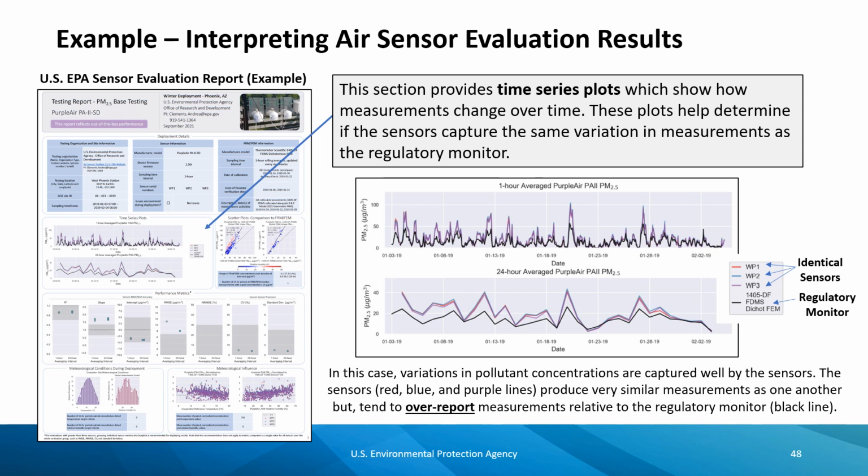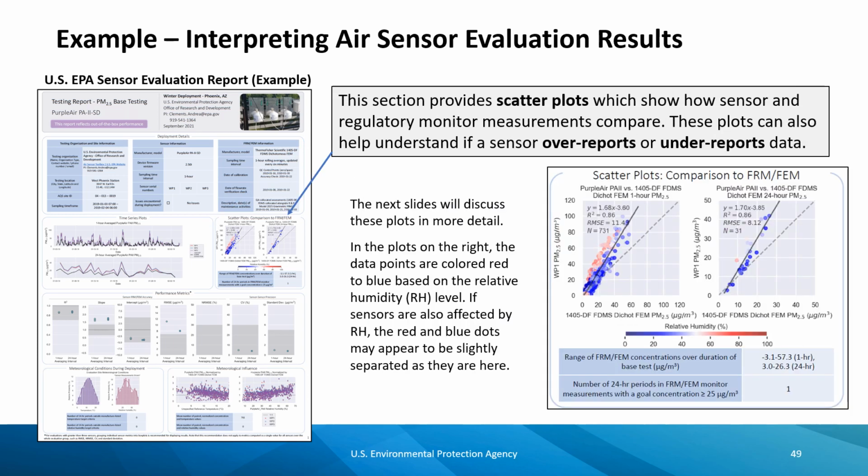This next section of the evaluation report provides time series plots, which show how measurements change over time and help determine if the sensors capture the same variation in measurements as the regulatory monitor. In the plot, the red, blue, and purple lines represent the air sensors. As you can see, pollutant concentrations are well captured by the sensors, and the sensors show very similar measurements to each other. However, the sensors tend to over-report measurements relative to the black line, which represents the regulatory monitor.